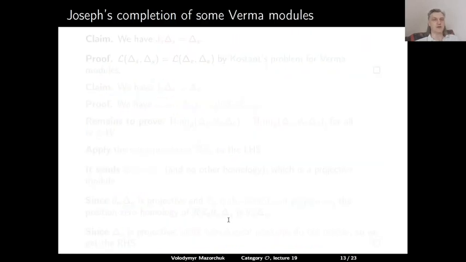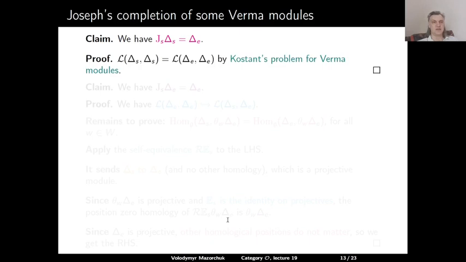Now we can compute Joseph's completion of some Verma modules. So we claim that Joseph's completion of delta S is equal to delta E, always. We already saw this in SL2, and the proof is the same. This follows from Kostant's problem for Verma modules. We've seen that L delta S delta S, this Harish-Chandra bimodule, is isomorphic to L delta E delta E, always.